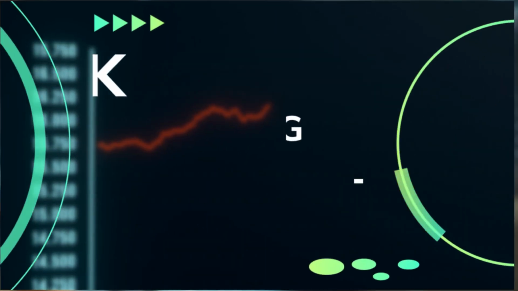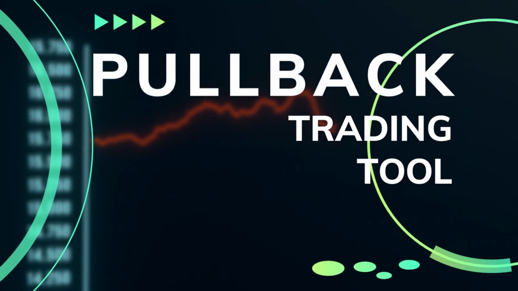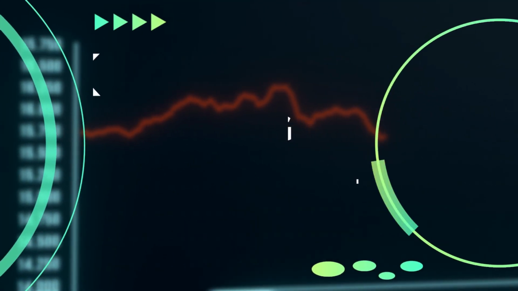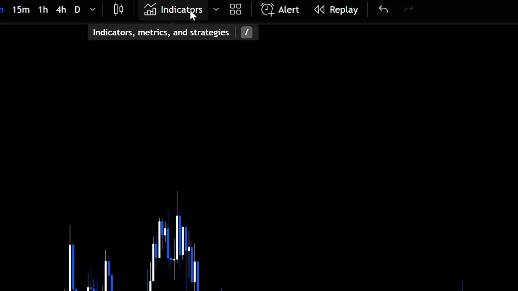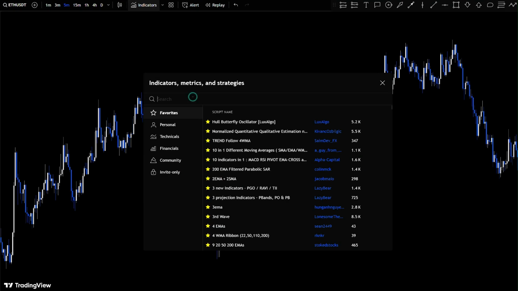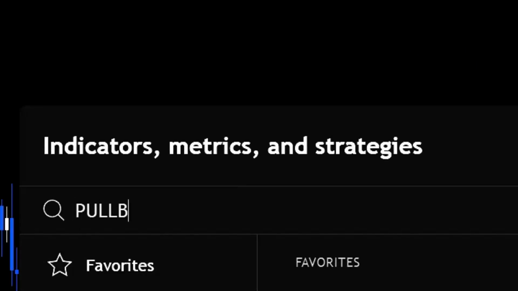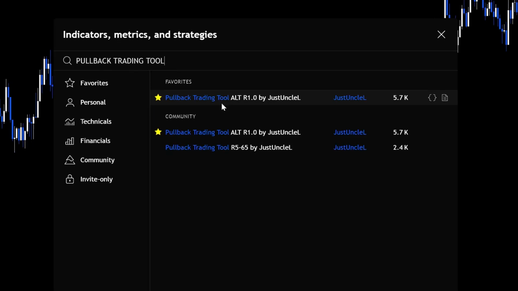It's called the pullback trading tool, and you can find it super easily on TradingView. Just head over to the indicator section and type in the search bar. And boom, there it is. Add it to your chart and you're halfway there.